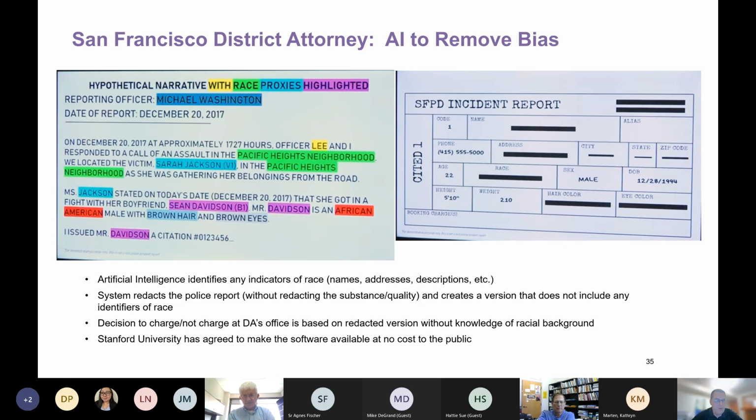bias by making, I talked earlier about slowing down the decision or removing information that could trigger bias. So I had not seen AI used in that manner to essentially redact information automatically before decisions are made. And the good thing is Stanford University has agreed to make this software available at no cost to the public. You could see this being used not only in law enforcement, but this could also be used in recruiting, maybe even in the admission process for higher education.